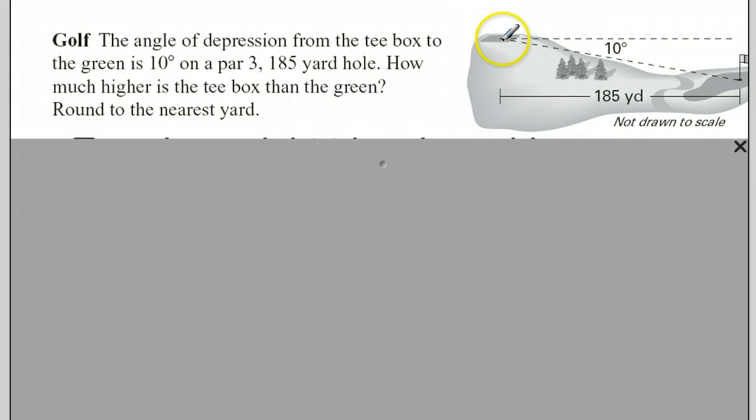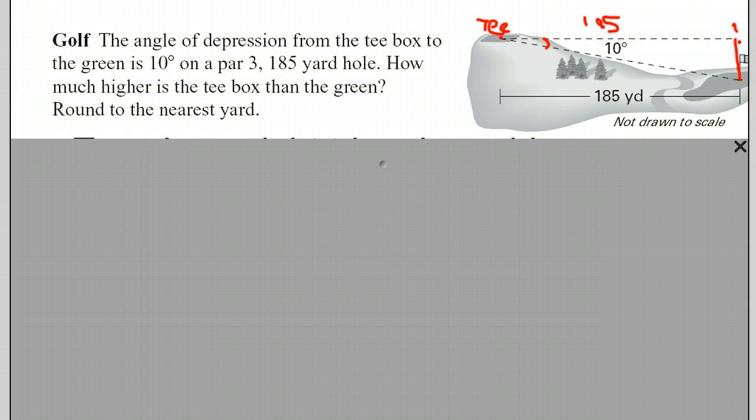Well, first of all, if you've ever played golf, this is where you start off. This is our tee, and we're trying to get the golf ball to go into this hole over here. The angle of depression from the tee box to the green is 10 degrees, so this angle right here is 10 degrees. And the hole is actually 185 yards away from the tee box. So this is 185. And they want to know how much higher the tee box is from the green. So really what they want to know is, what is this height?